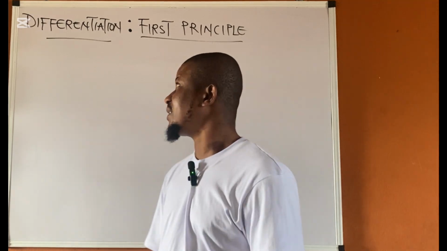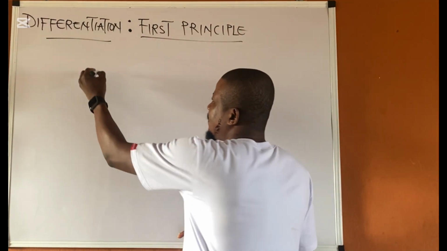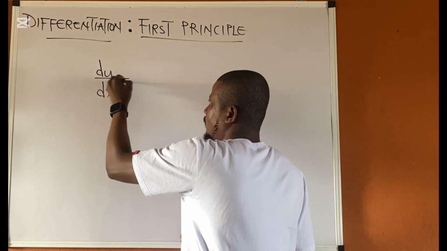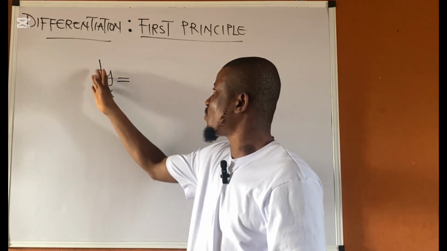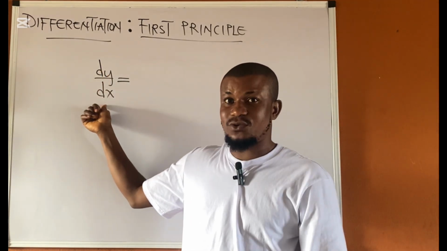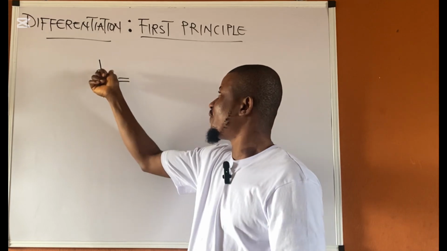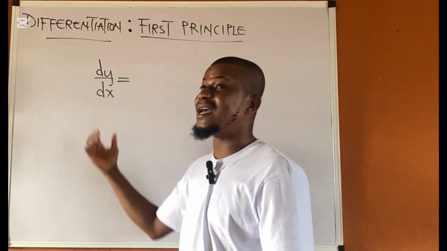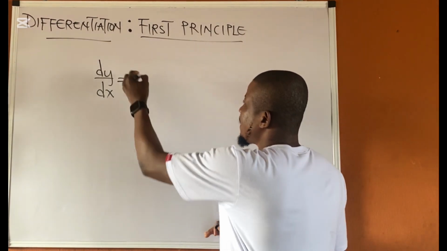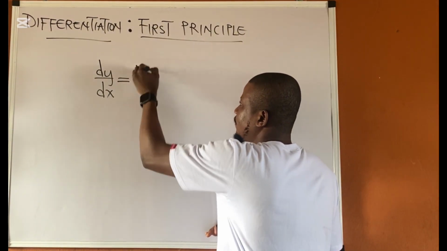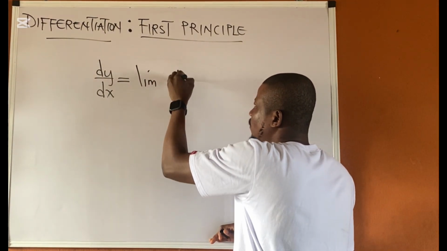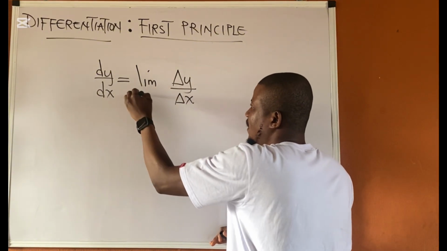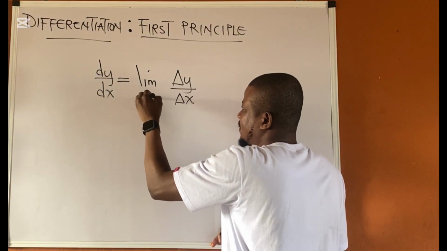Now, if you are given the term dy/dx, which will mean the differential coefficient of y with respect to x, or the derivative of y with respect to x, the original definition of dy/dx is given as the limit of the slope of that function y, which is change in y over change in x, as change in x tends to 0.